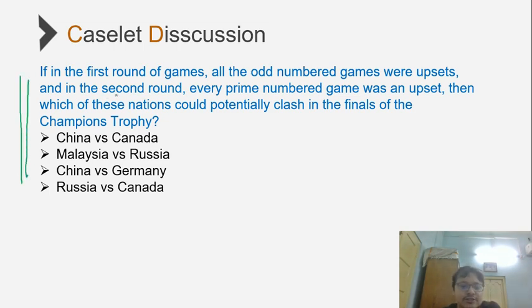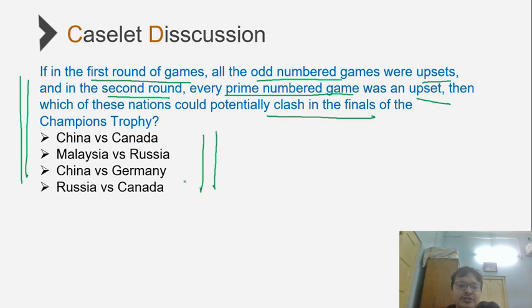The third question is saying, in the first round of games, all the odd numbered games were upsets. In the second round, every prime numbered game was an upset. Then which team can clash in the finals of the Champions Trophy?